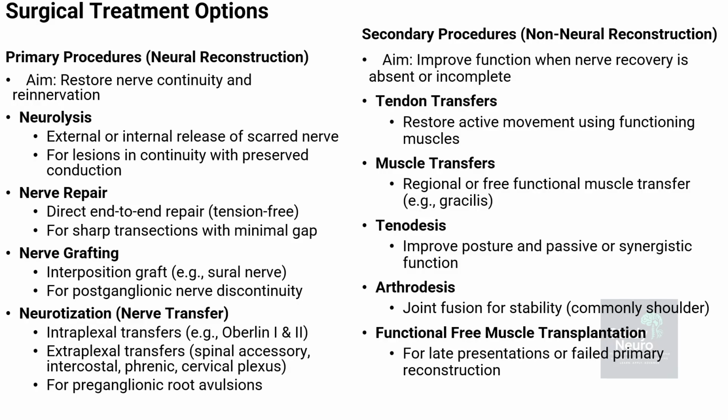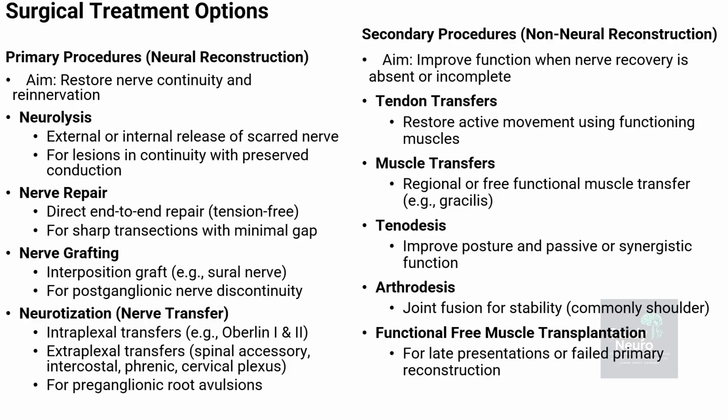Surgical treatment of brachial plexus injuries can be divided into primary and secondary procedures, depending on the potential for nerve recovery. Primary procedures focus on rebuilding the nerve pathway and restoring muscle innervation. When a nerve is intact but trapped in scar tissue, releasing it can improve function.